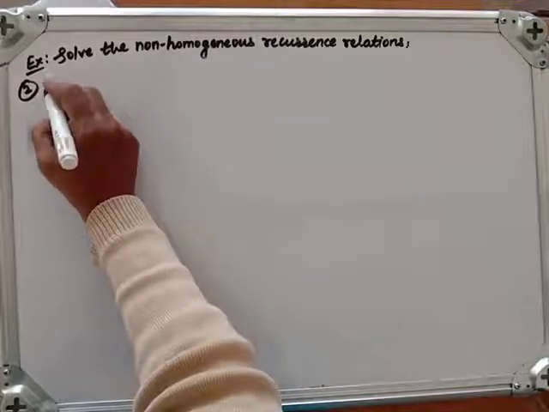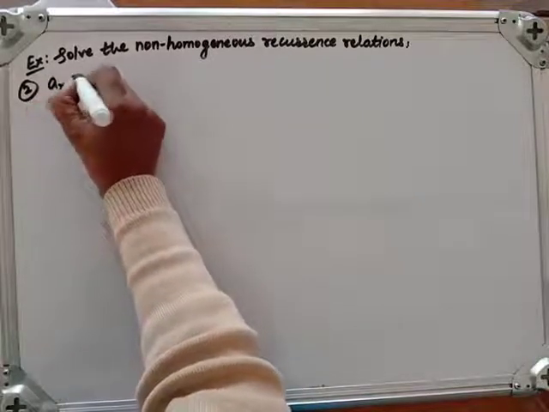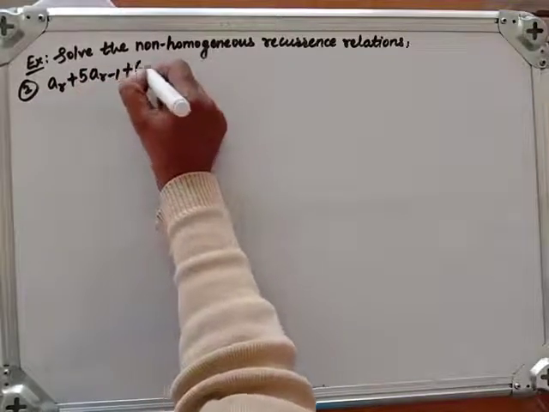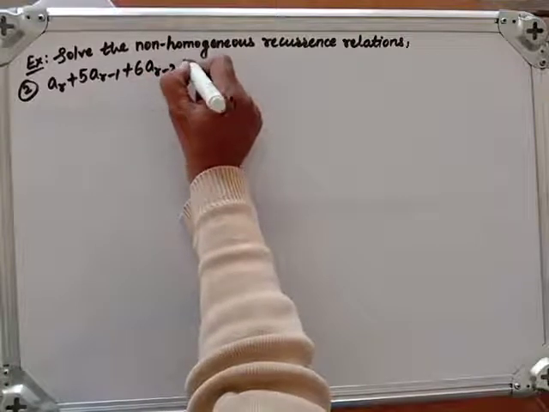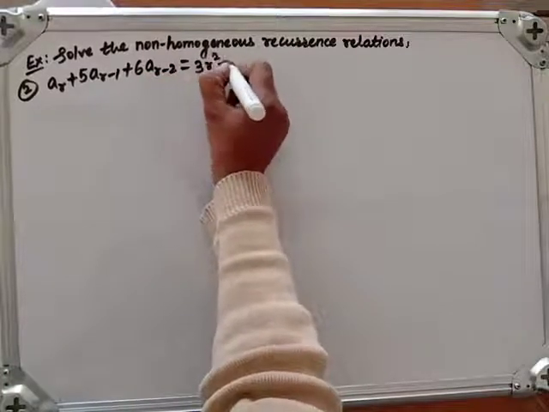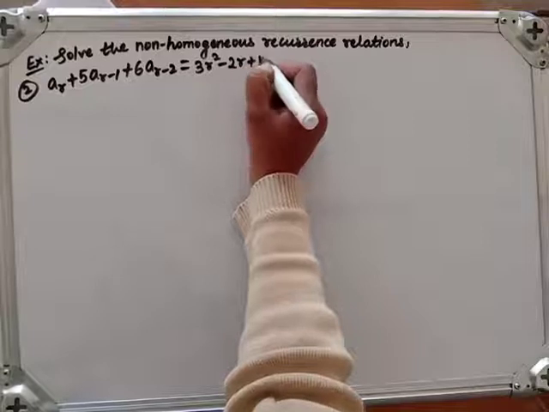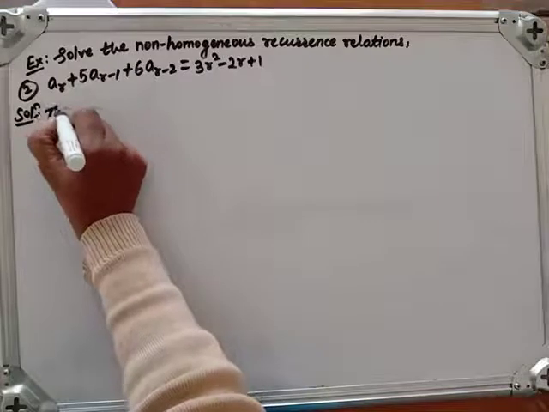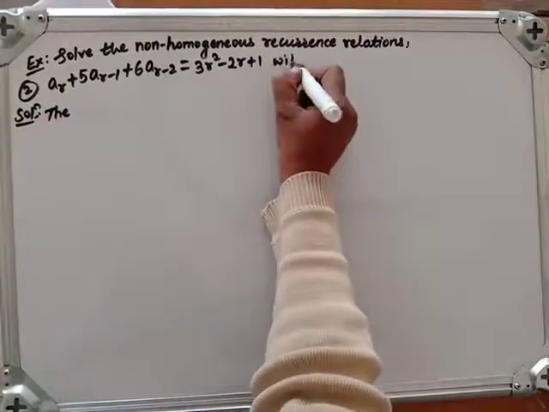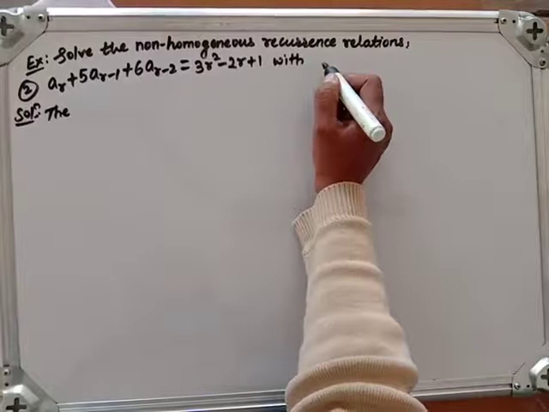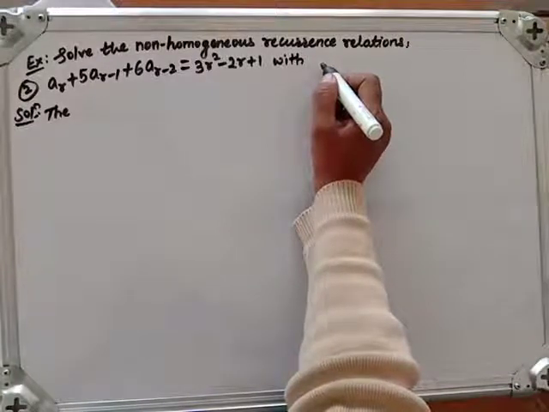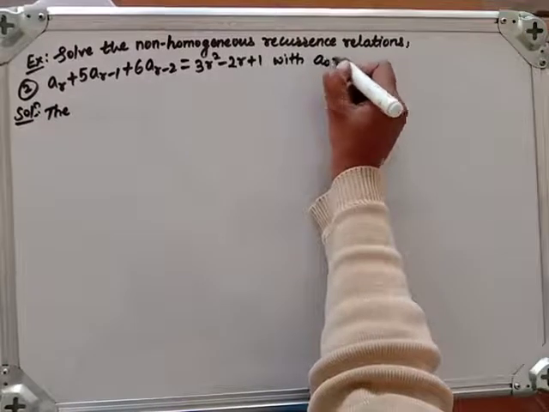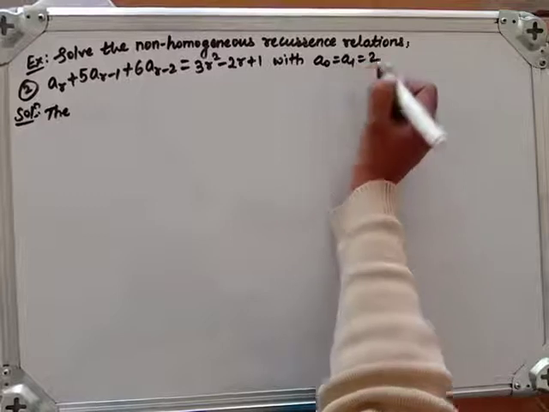Same, solve the non-homogeneous recurrence relation. The recurrence relation is AR plus 5 AR minus 1 plus 6 AR minus 2 equal to 3R square minus 2R plus 1. Now again solution. The initial conditions are A0 and A1 both are given as 2, suppose.